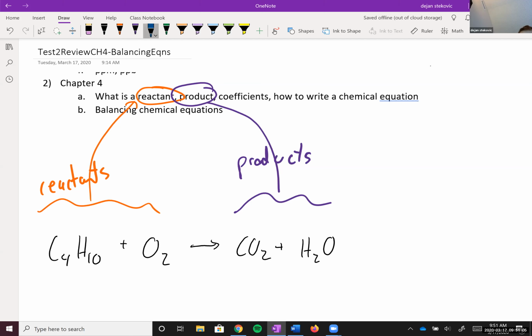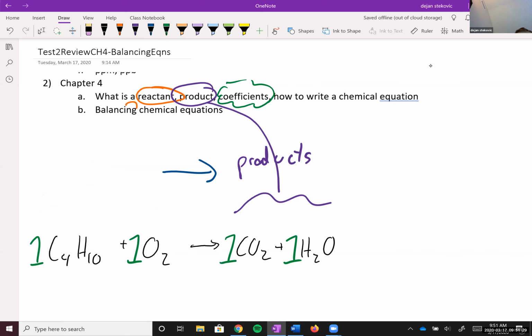And then in between here, we have this arrow. So we take reactants and turn them into products. That's what chemistry is all about. Finally, here we have the coefficients. The coefficients are the numbers right in front of here. So there are no numbers right now. And so whenever there are no numbers, we assume that there are ones everywhere. Cool. So that should take care of how to write a chemical equation.